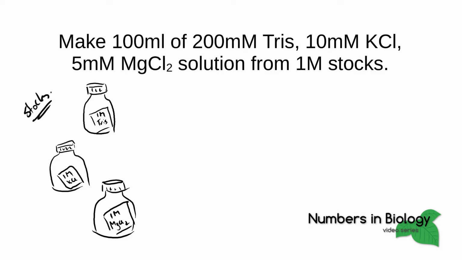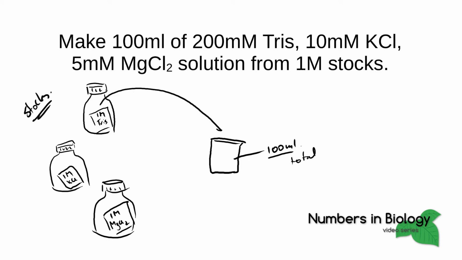And what you're going to do is make one solution that contains a small amount of each of those. So you're going to have a beaker, you're going to make 100 milliliters total, and you're going to take a certain amount of tris, a certain amount of KCl, and a certain amount of magnesium chloride. So the question is, how much?